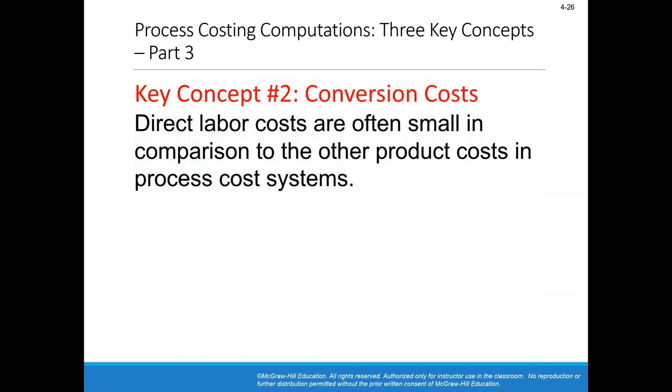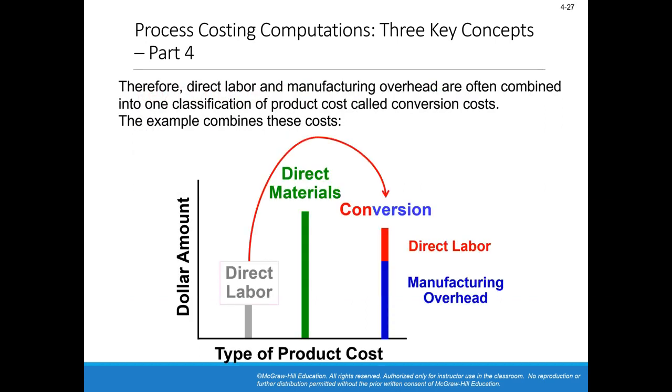All right. So we have our conversion costs. Direct labor costs are often small in comparison to the other product costs in the process system. So we'll look at that in just a second. This chart helps you see what your conversion costs are. Direct labor and manufacturing overhead are combined into one classification of product costs called conversion cost. So if you have a problem that's asking about conversion costs, you want to make sure that you know that those two items that go into the conversion costs are your direct labor and your manufacturing overhead.